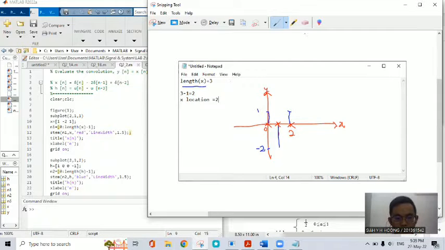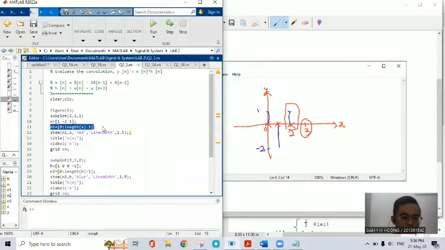But this function returns 3, which means it will reach 3. So if we didn't minus 1 right here, our graph will run until here. But if we minus 1, the graph will only run until here, which fulfills the requirement of our graph going from 0 to 2. Okay, this is what this length x expression is about.